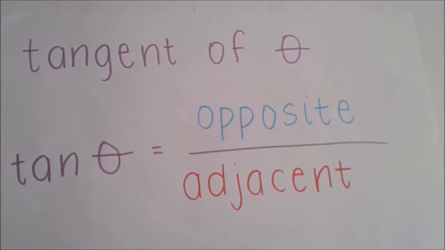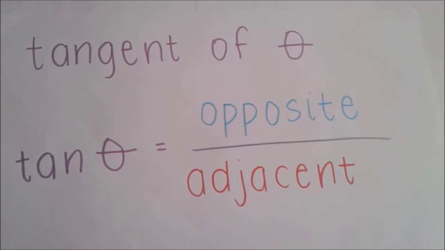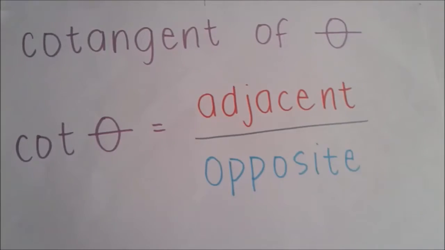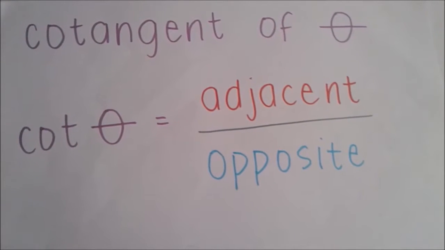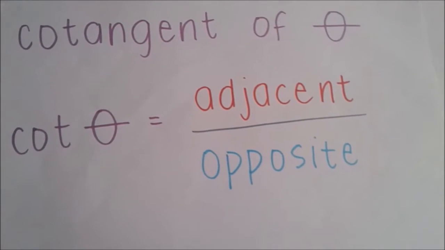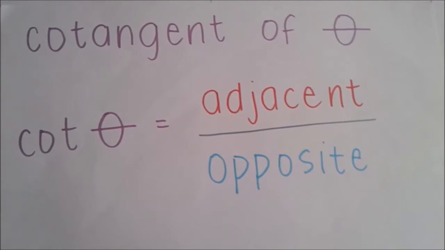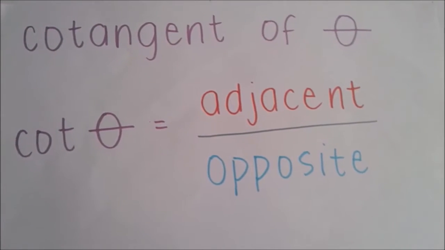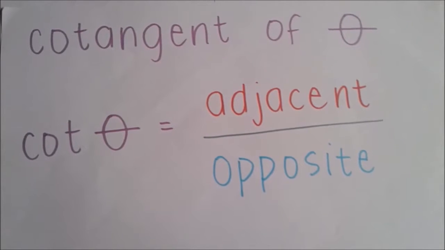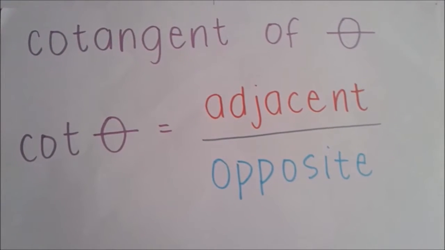It is determined by dividing the opposite side by the adjacent side. And the last type of function is the cotangent of theta. It is the reciprocal of tangent of theta. It is measured by dividing the adjacent side to the opposite side of the triangle.